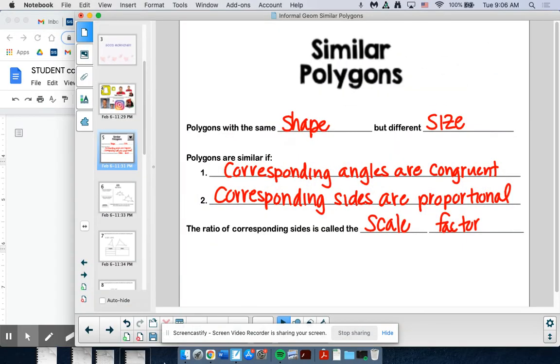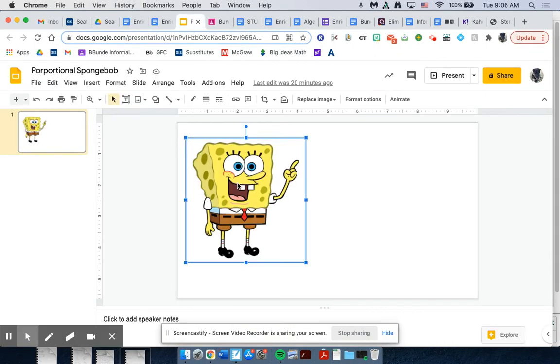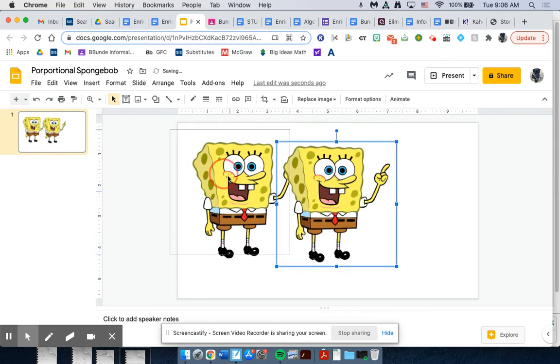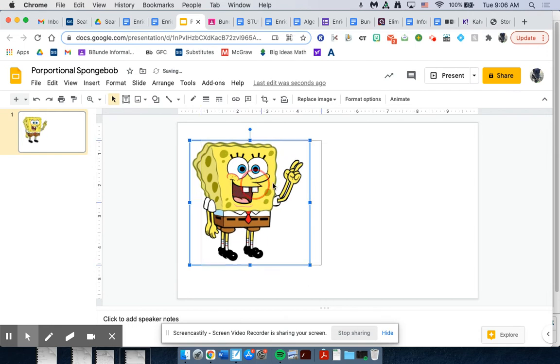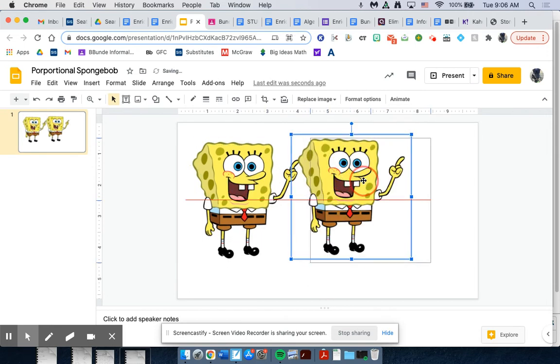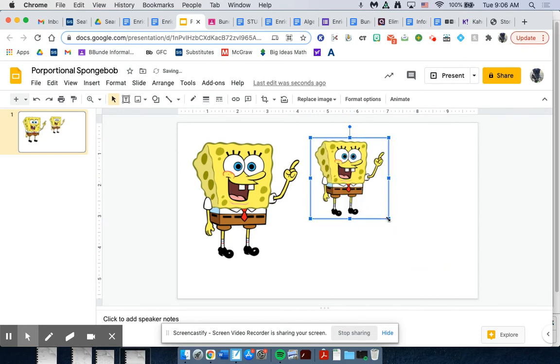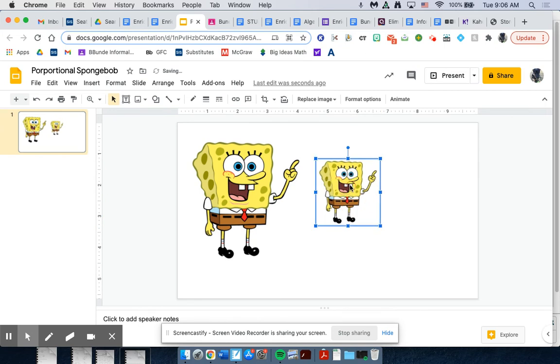Good job. Okay. So look at our little buddy here, SpongeBob, right? I just duplicated him, so he's the exact same. These 2 SpongeBobs are identical. If I want to make a SpongeBob that's similar to this one, I just shrink them by the corner. Do you see how we have one small and one big?